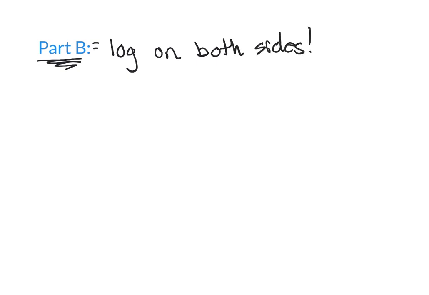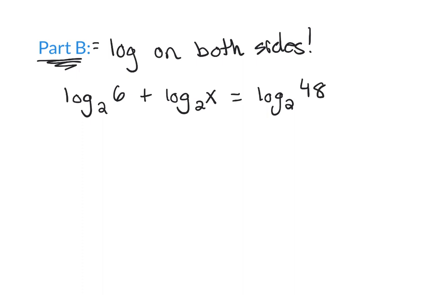All right, now we're solving logarithms using this property part B. Part B, I am calling, is when you have an equation with a log on both sides. Okay, so here's an example. Log base 2 of 6 plus log base 2 of x equals log base 2 of 48. All right, so it looks more complicated, but actually it's not too bad at all.